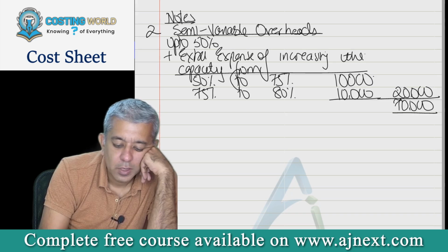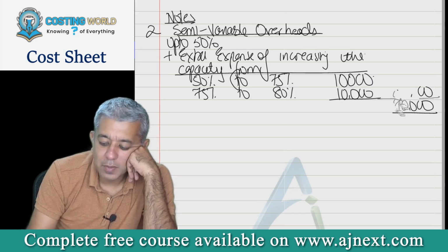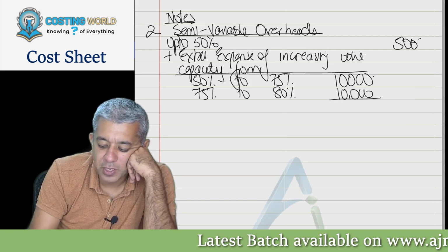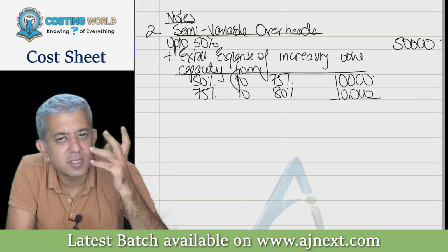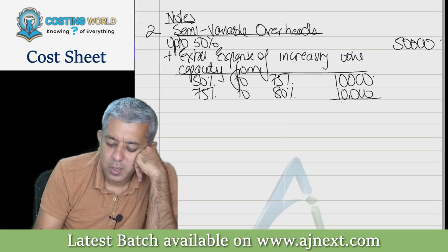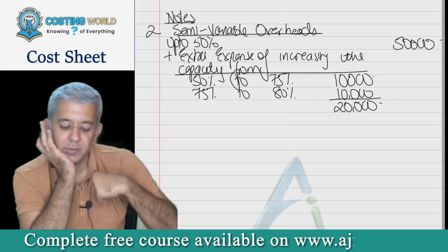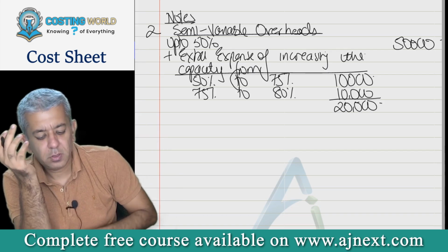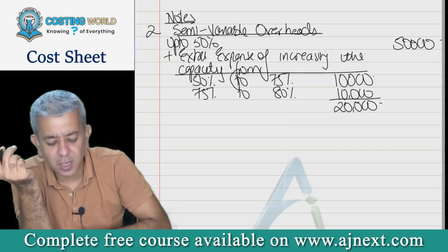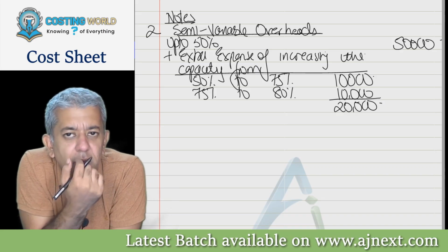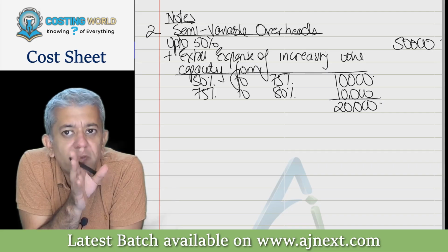Now, nothing much except up to 50%, 50,000 rupees you will incur. That is still the same story only. Now, extra expense of 10,000 rupees for increasing the capacity from 50 to 75 and 75 to 80. That will still be 20,000. But 20,000 will be per annum.